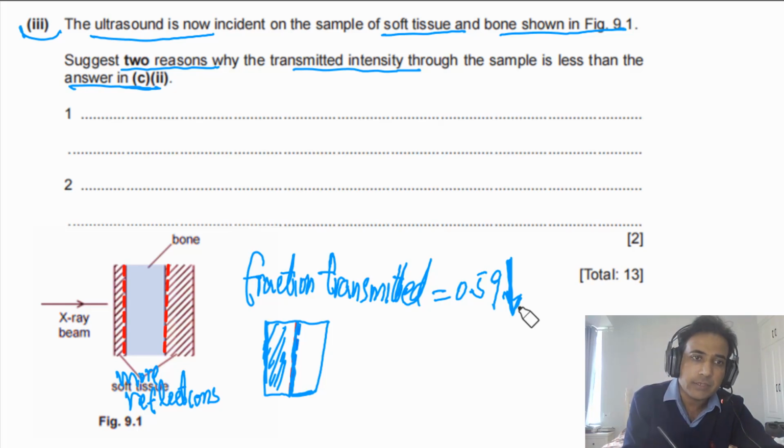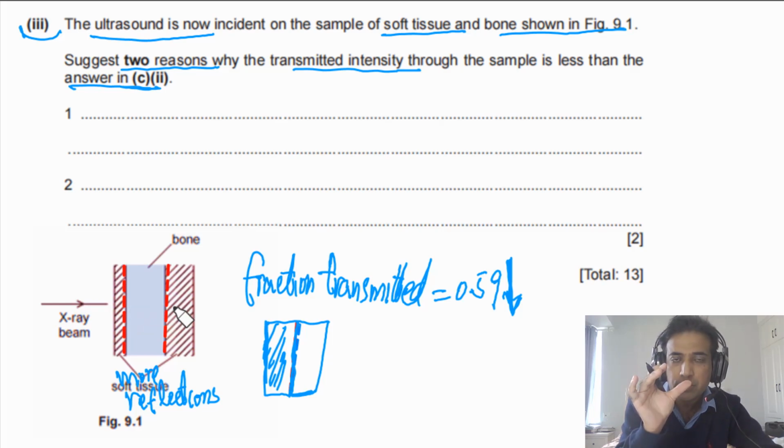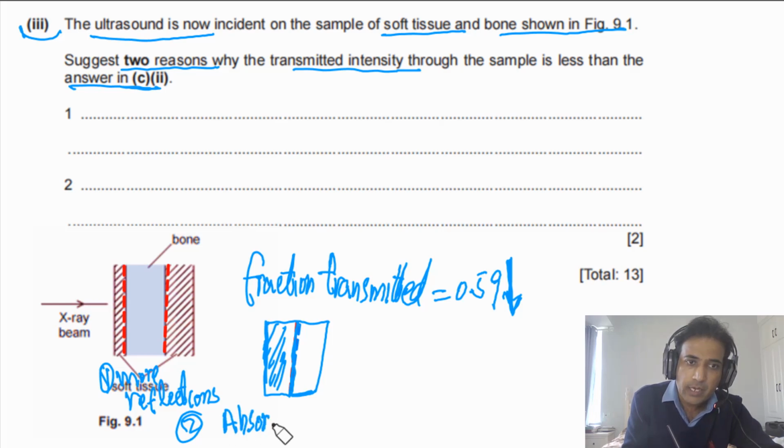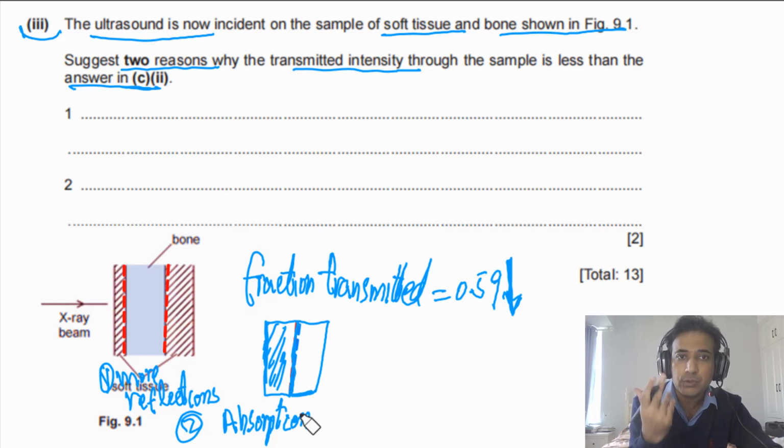The second reason is that when ultrasound waves pass through the medium, some of the ultrasound waves will be absorbed, so the ultrasound will be attenuated. One reason is more reflections. Second is absorption. So this can be the second reason, absorption in soft tissue and bone. These two reasons you can write down. This answer needs two reasons.